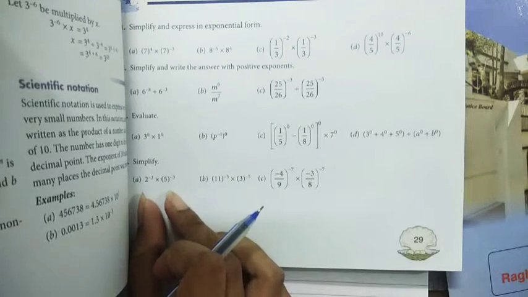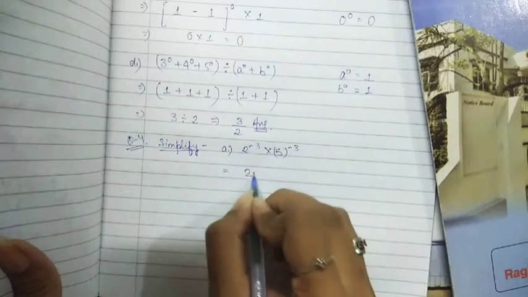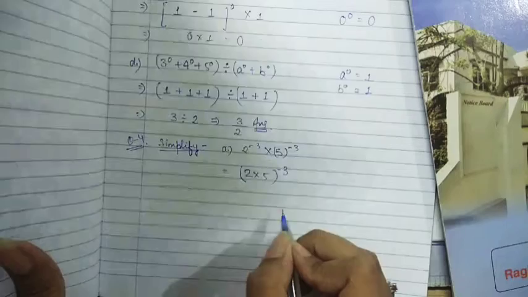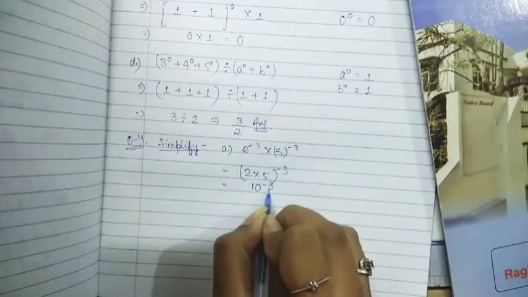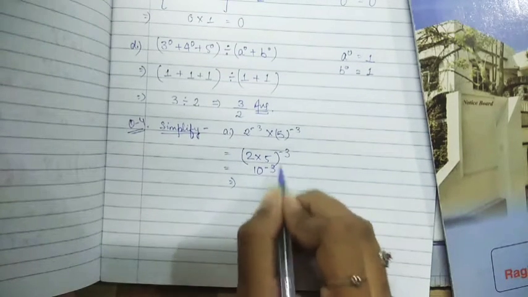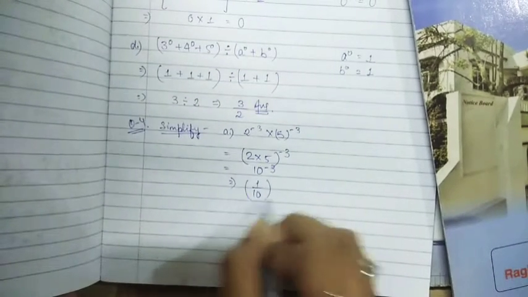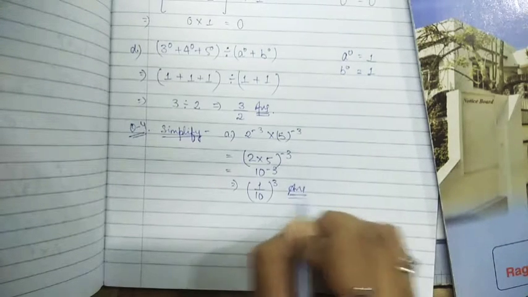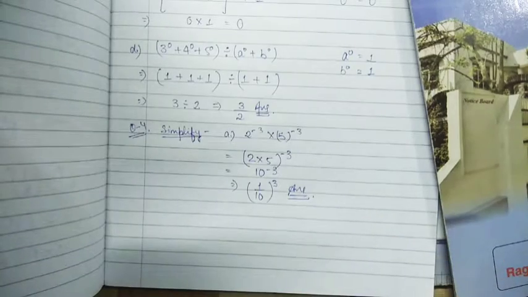Okay, now see here, like this: 2 multiplied by 5, bases should be multiplied and the powers are taken common. So the answer is 2 fives are 10 to the power minus 3. Or, as I already told you, the power is negative, so for the positive power we have to take the reciprocal of that number, that is 1 over 10 cubed. Okay, so this is the answer. I hope now you can do its second and the C part.